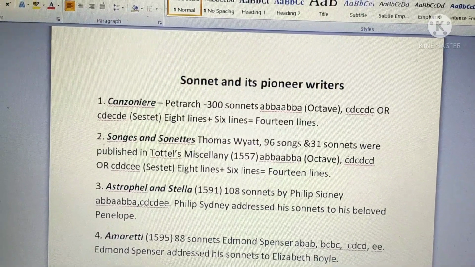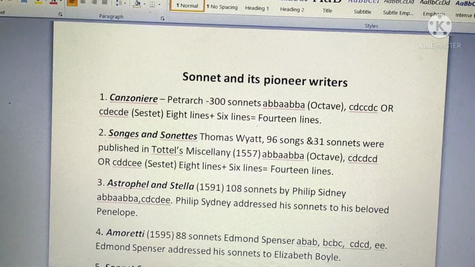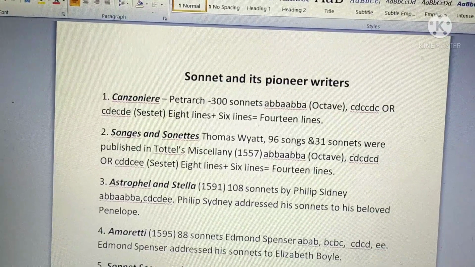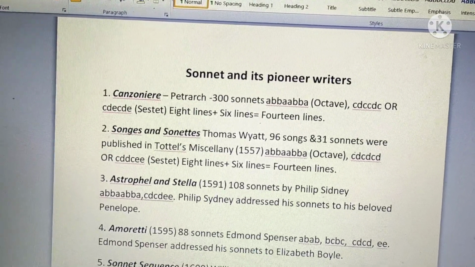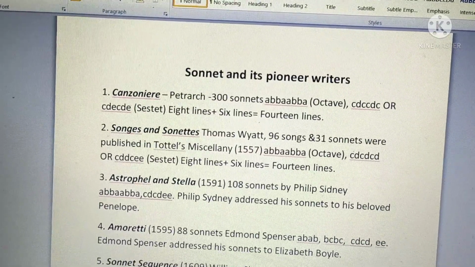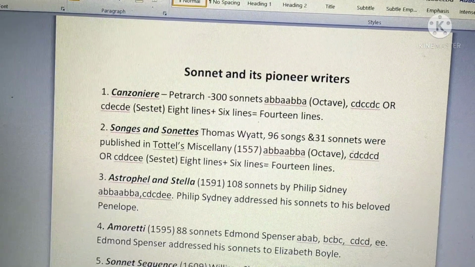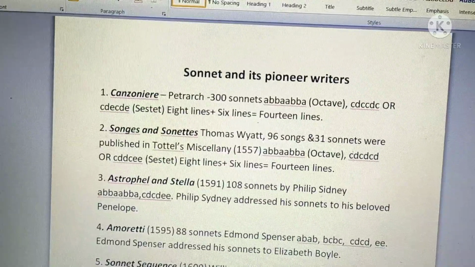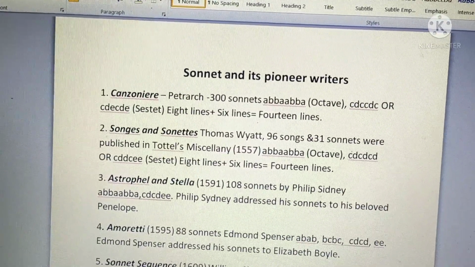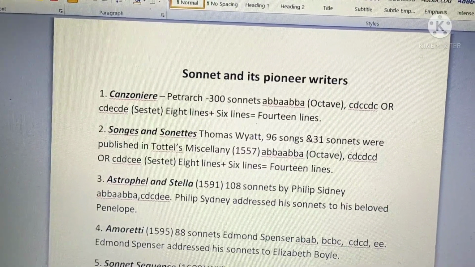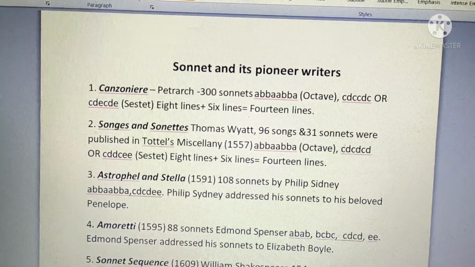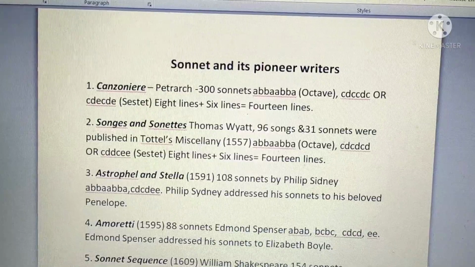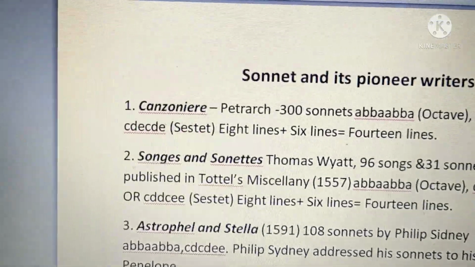Wyatt and Surrey transported the sonnet to England. Their sonnets were published in Tottel's Miscellany in 1557. Wyatt's sonnet followed the Petrarchan tradition and accordingly has two parts: an octave consisting of 8 lines and a sestet consisting of 6 lines.